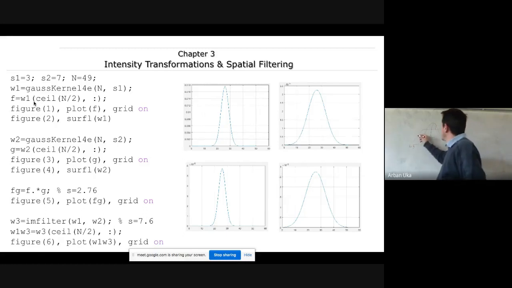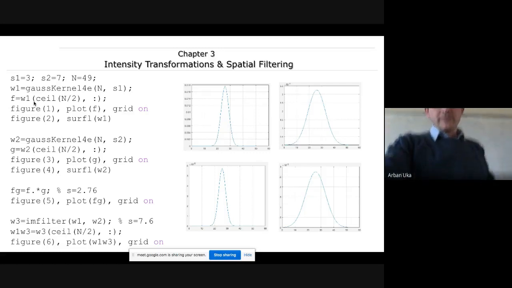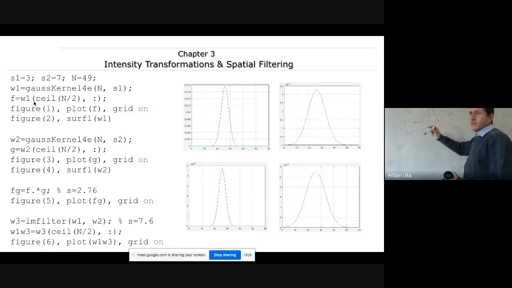So if we get the 25th row, we get a function which looks like this, okay? If you look carefully, we're extracting the center line. From a two-dimensional filter, we're taking out the mid row, and the mid row is the 25th row. We get it from W1 and W2. Out of here, we get that one on figure 1, a function with sigma 3. Then we get another function with sigma 7.